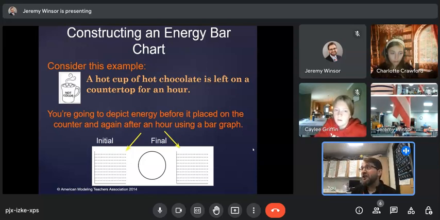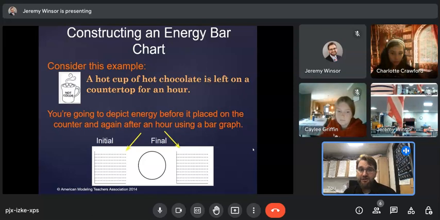For energy bar charts, we want to depict what is the initial energy, what is happening to that energy, and then what is our final energy. Okay?